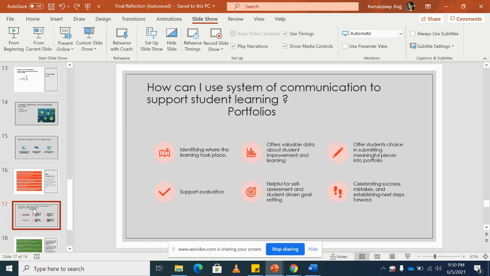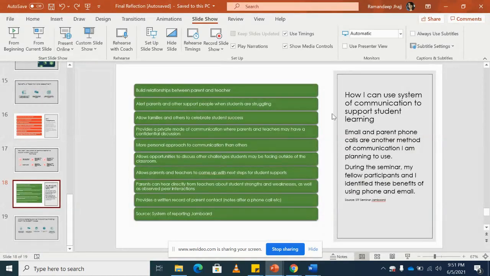Portfolios identify where the learning took place, offer valuable data about student improvement and learning, offer student choice in submitting meaningful pieces into the portfolio, support evaluation, help for self assessment and student driven goal setting, celebrating success, making mistakes, and establishing next steps forward.